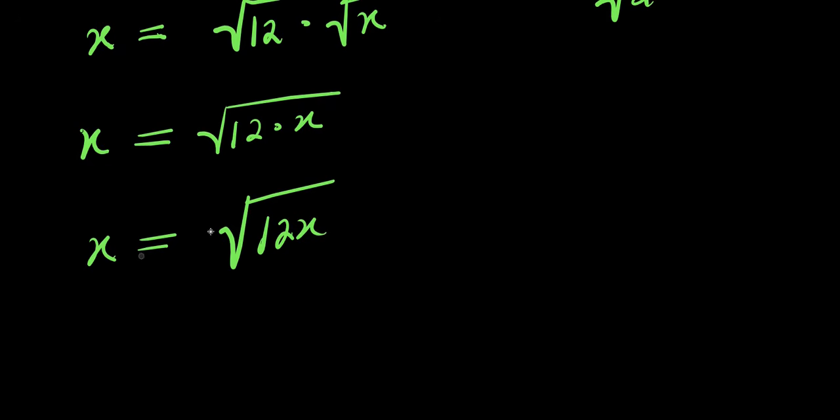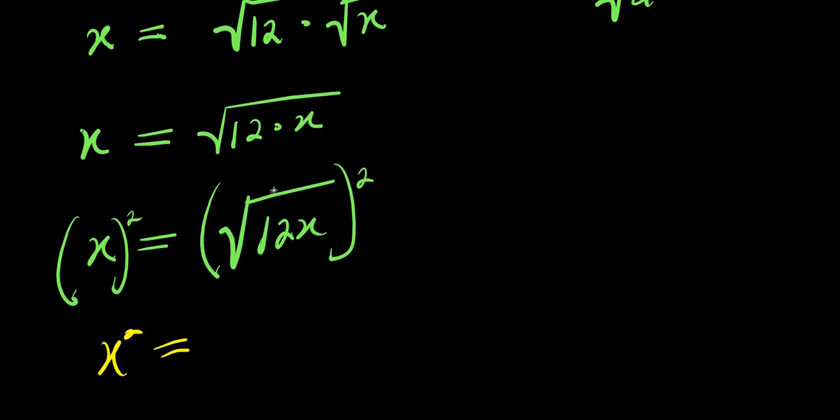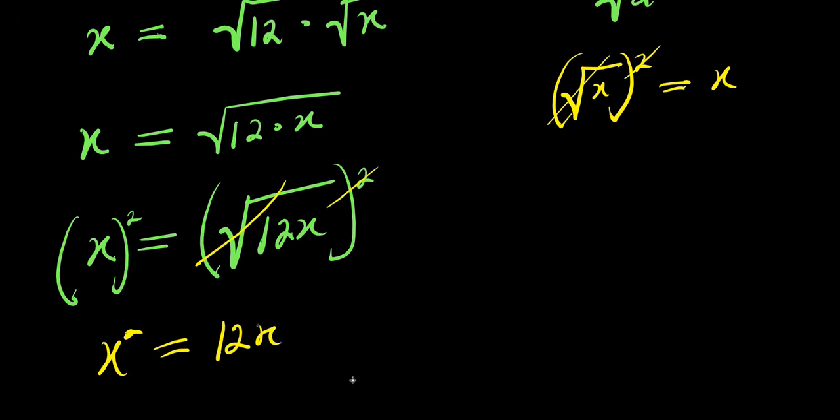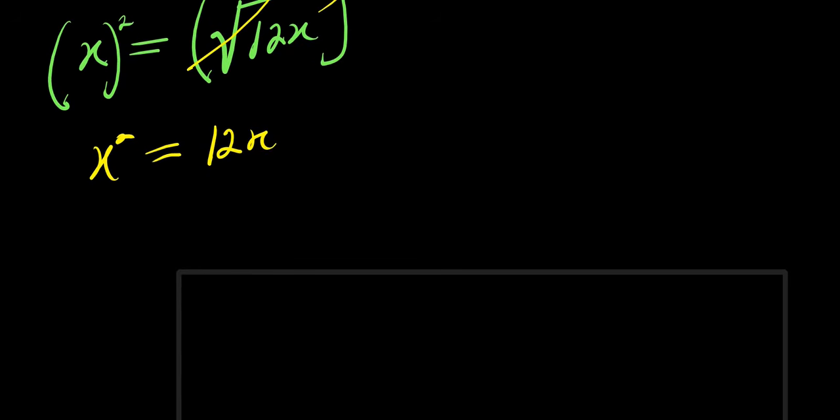Now, how do we solve for x? I can decide to take the squares of this, and also I take the squares of this. So x power 2, that is x squared, equals, for this, remember, if you have square root of x raised to the power of 2, this equals x because this cancels this. Then this cancels this, we have 12x. So at this point, we have x squared equals 12x. We can solve for x.